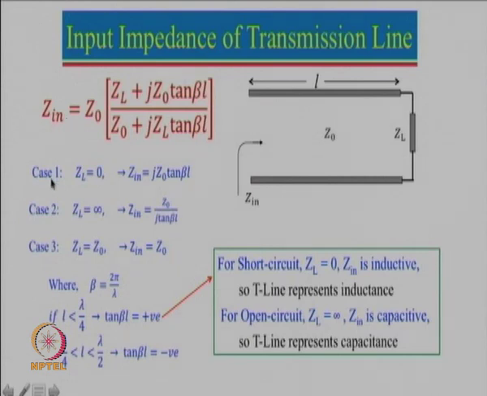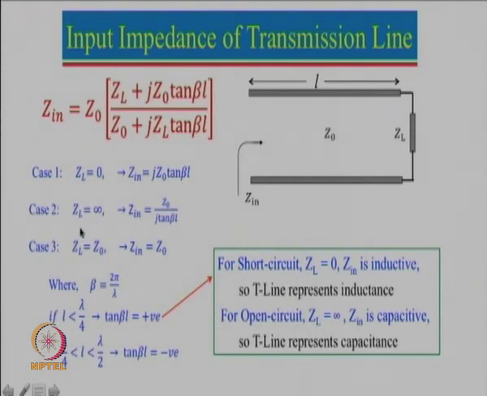So, I will just take a few cases here. ZL equal to 0. What does ZL equal to 0 imply here? This will be a short circuit. So, if it is a short circuit, we put ZL equal to 0 here, and ZL equal to 0 here. So, this expression gets modified to j Z0 tan beta L.